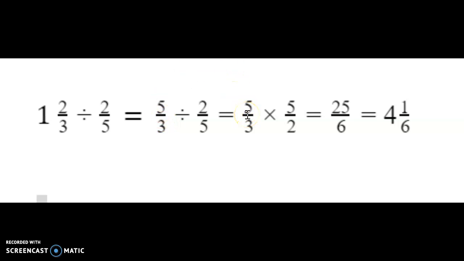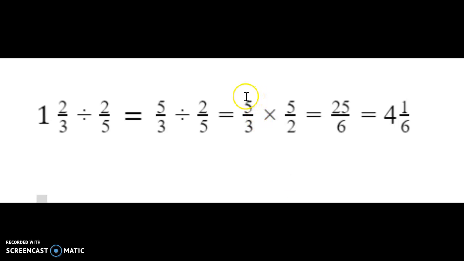5/3 becomes 5/3. That looks good. Divided by becomes a multiplication sign in our second step, and 2/5 becomes 5/2. We also need to take a look and see if there's anything that we can cross cancel. Can we cross cancel the 3 and 5? No, we can't. How about the 2 and the 5? No, we can't. Nothing goes evenly for any of those.